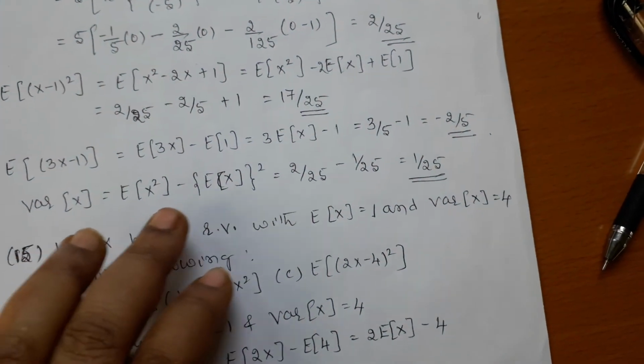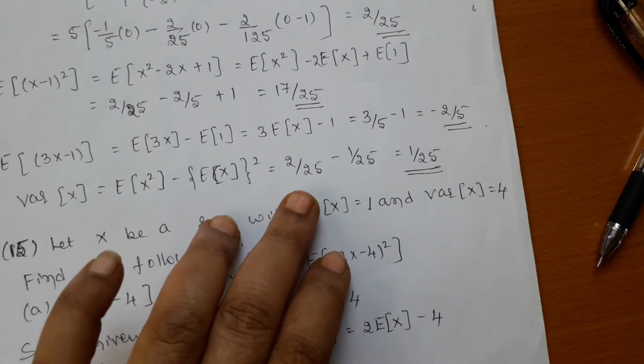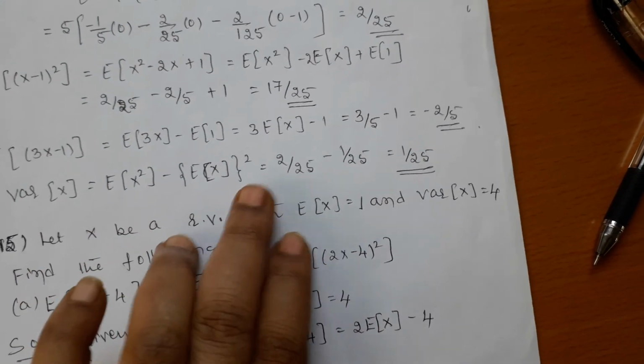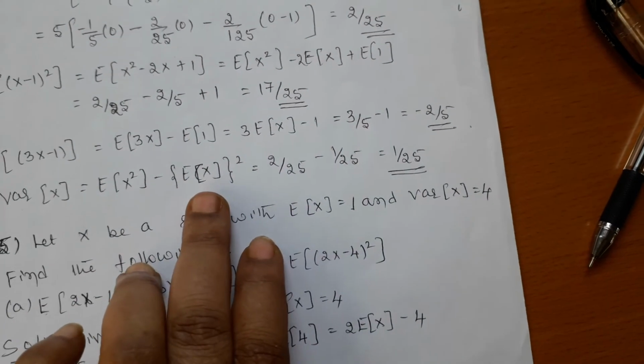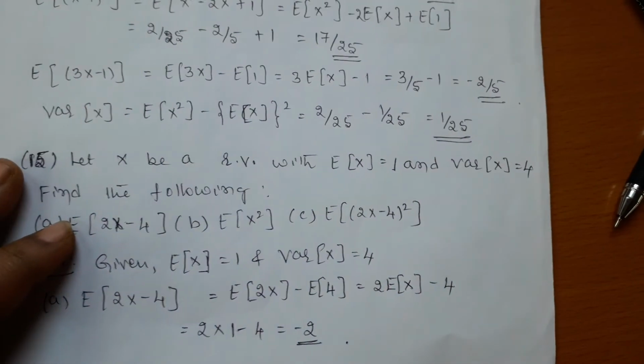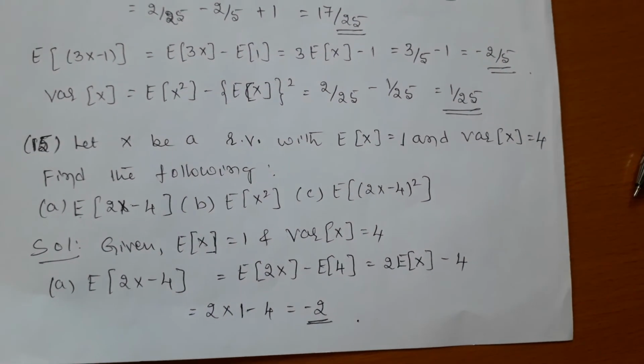Var of x is E of x square minus E of x whole square. You have E of x square and E of x; substitute, and the whole square means 1 by 25. Simplify that, and we get 1 by 25 as the answer. Similarly, this is the last problem.